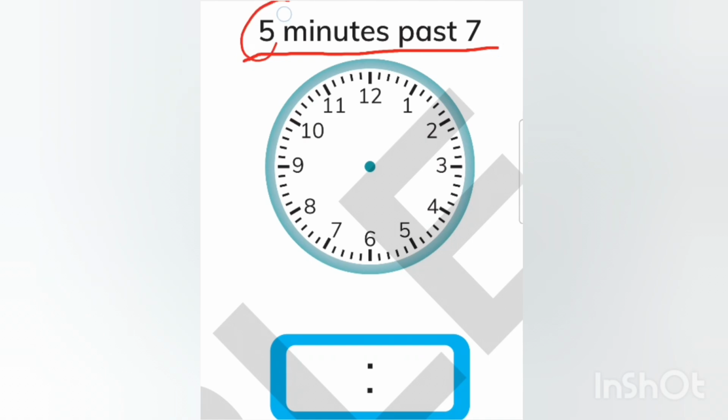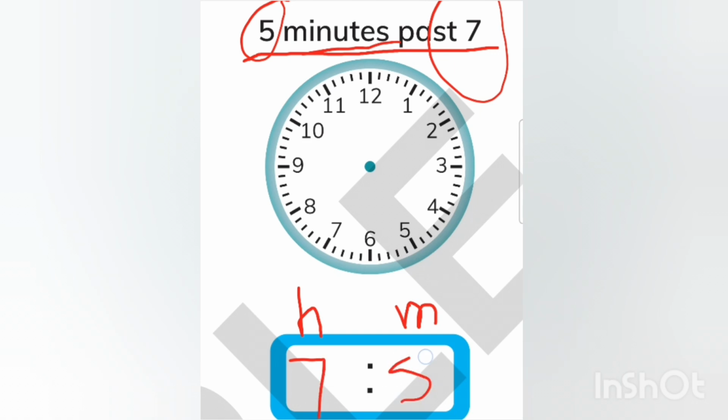So we know that 5 is a minute, and so minute will come here, and so we know that this is the area of minute and this is the area of hour. So how many hours are there? There are 7 hours. How many minutes are there? There are 5 minutes. So where is the 7? And we know that the small needle will show the hour. 7 is here, so this is the small needle. And where is the 5?